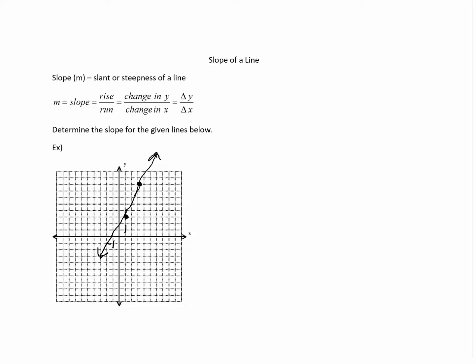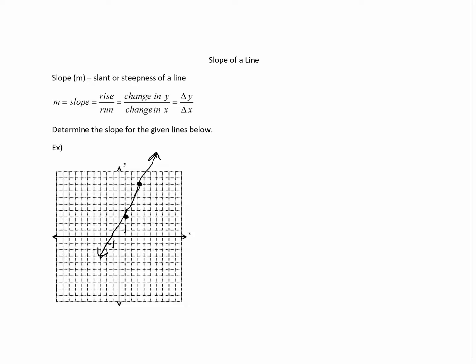In this video, we're going to talk about the slope of a line. The slope of a line is the slant or steepness of a line. We use the letter m to represent the slope. You guys know it better as rise over run. Well, the rise is a change in y, and the run is referred to as the change in x. This is saying delta y over delta x, and that means change in y over change in x.